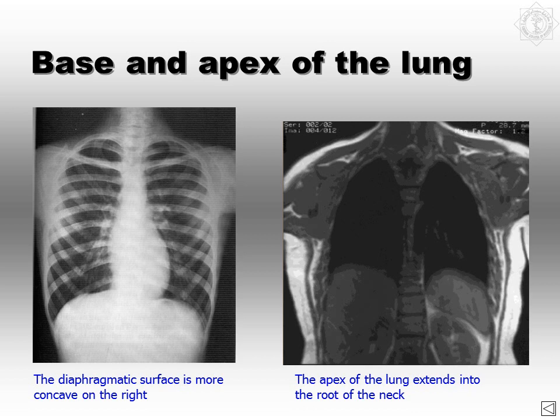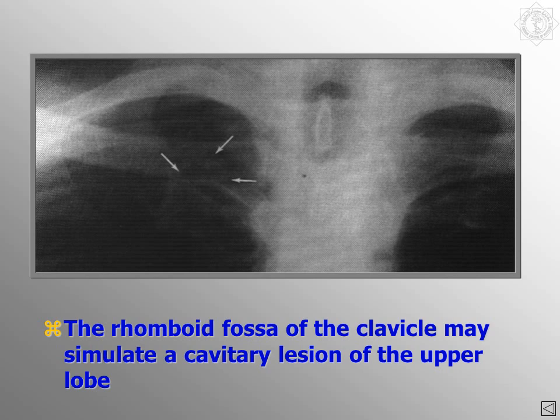This is the CT scan. This figure shows you there is a rhomboid fossa of the clavicle, which may simulate a cavitation lesion of the upper lobe, but it is a rhomboid fossa of the clavicle.